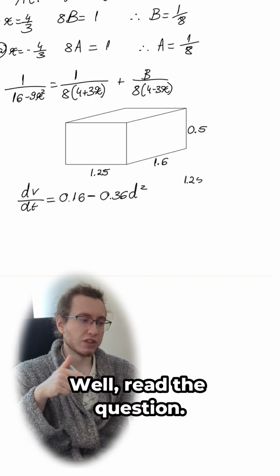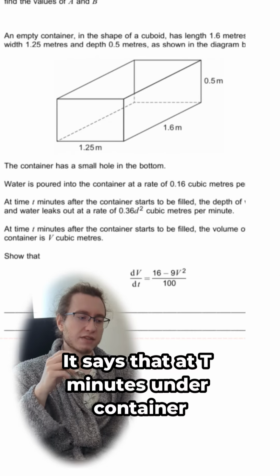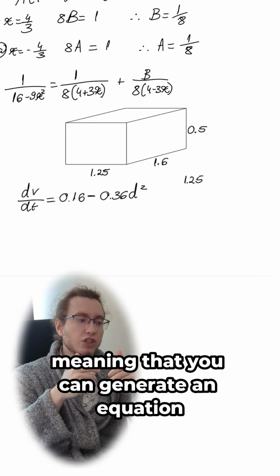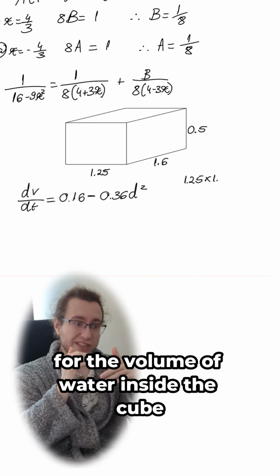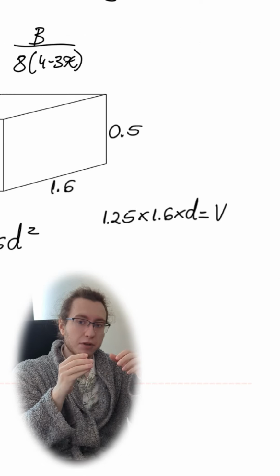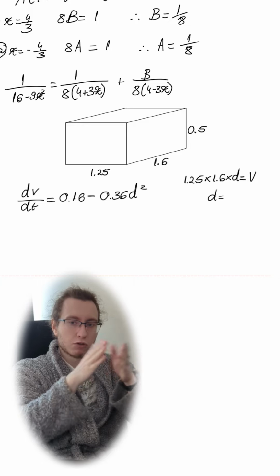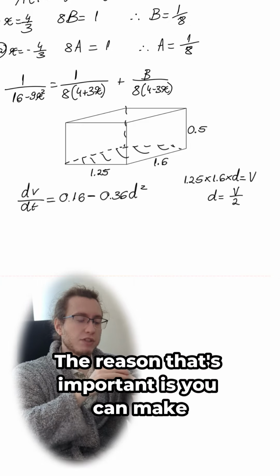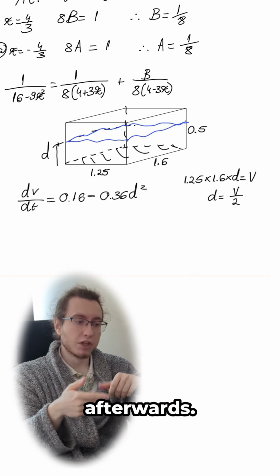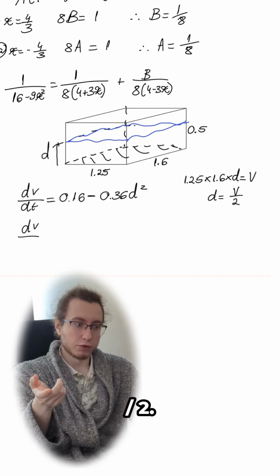Well, read the question. It says that at t minutes after the container starts to be filled, the volume of water is v, meaning that you can generate an equation for the volume of water inside the cube by multiplying the surface area by the depth, because that is the equation of volume, cross-sectional area times length. The reason that's important is you can make that equal to v and make d the subject afterwards. So d is going to be equal to v over 2.